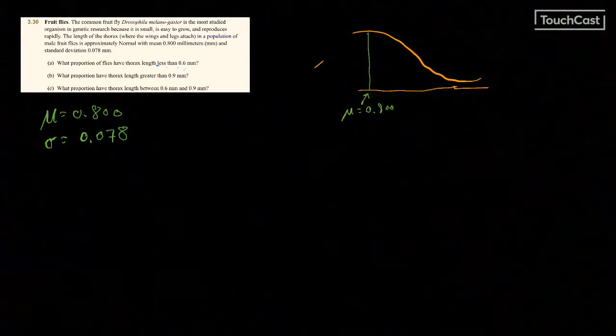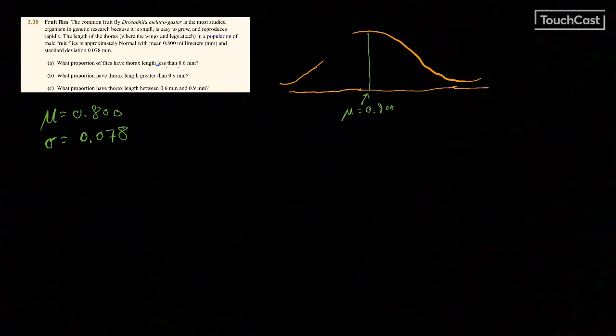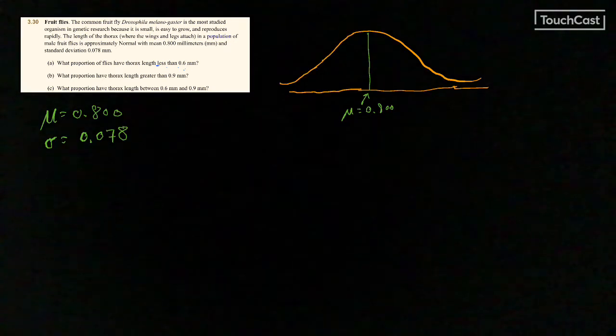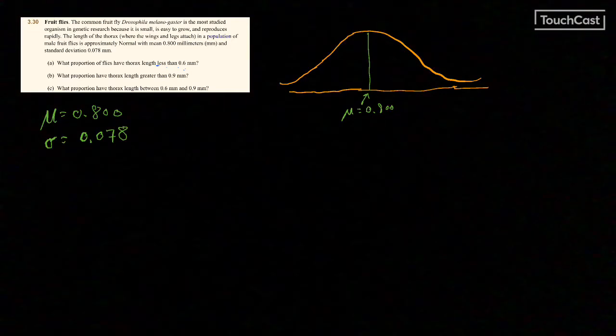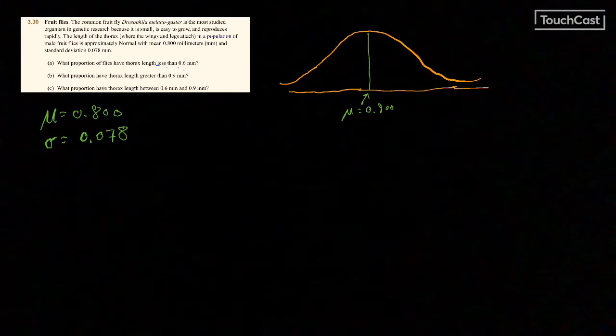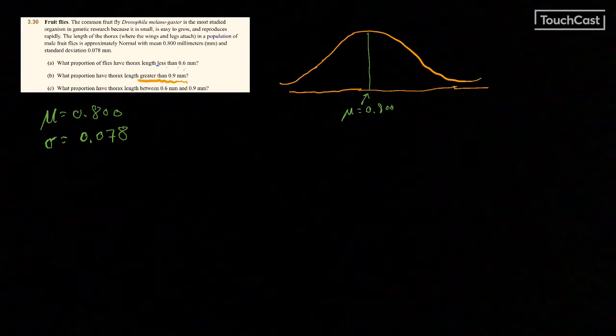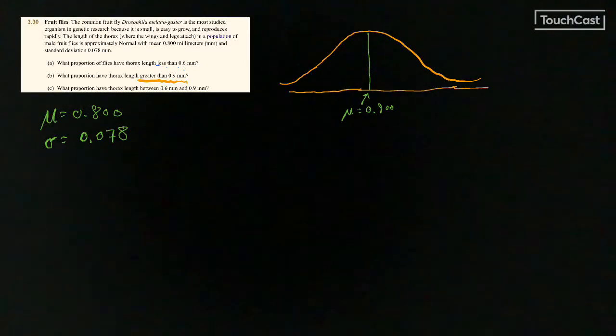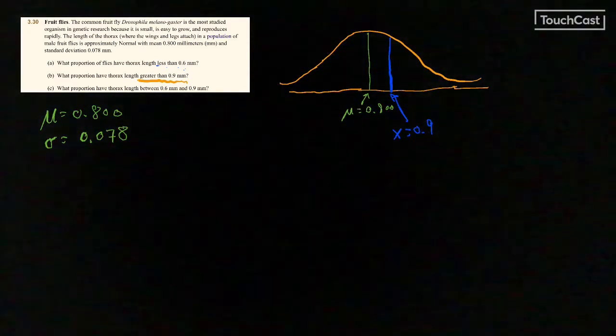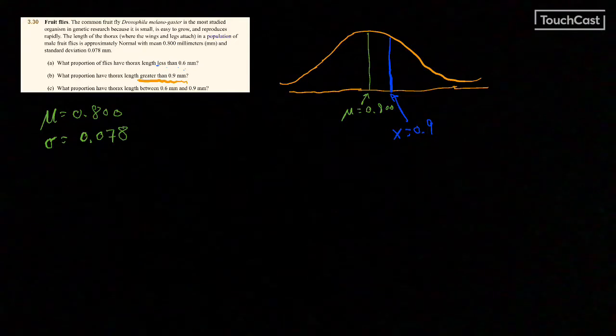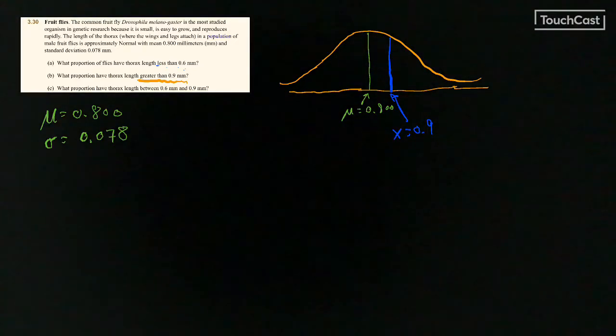Okay, so let me just fix this. So now the next question, part B, is what proportion of the thorax length have a thorax length greater than 0.9 millimeters? So now we're looking at something different. 0.9 is to the right of this 0.8. We know that just numerically. So this is going to be x equals 0.9 millimeters. And they're asking what proportion is greater than that. So we know now that we're looking for the stuff to the right.